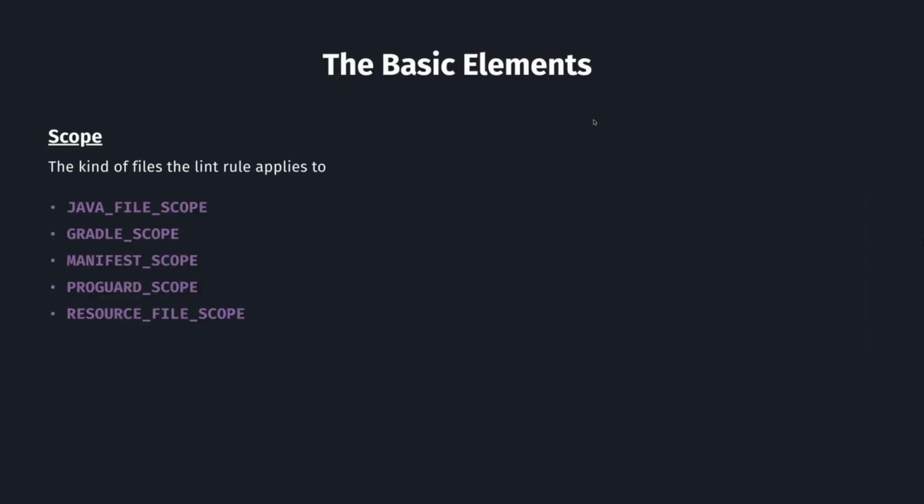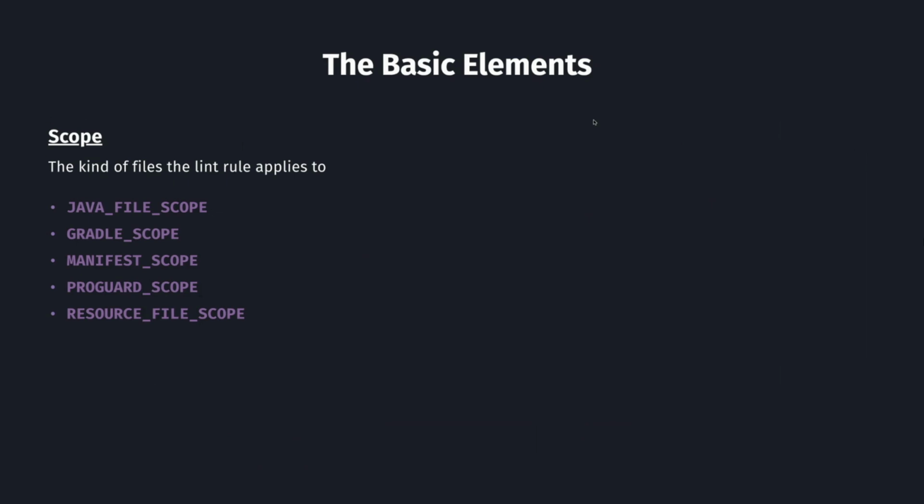Now, before you write any more code pertaining to the lint rule, there are some basic elements you should know about. The first would be scope. Scope is the kind of files that the lint rule applies to. Like I mentioned earlier, a lint rule can be written for a variety of file types. This is what you can see here. There's a Java file scope, Gradle, manifest scope, ProGuard, and the resource file scope.